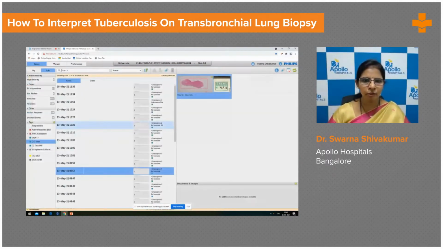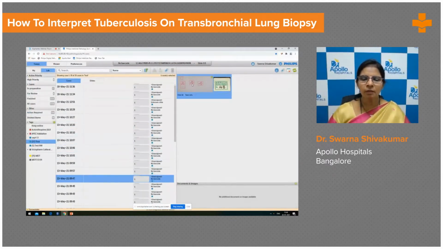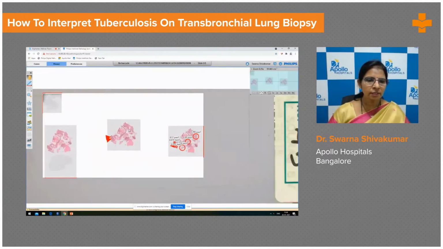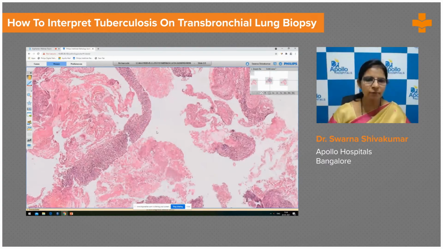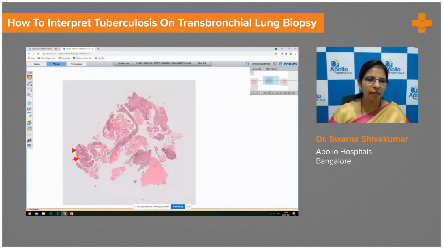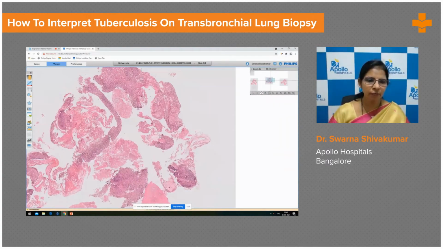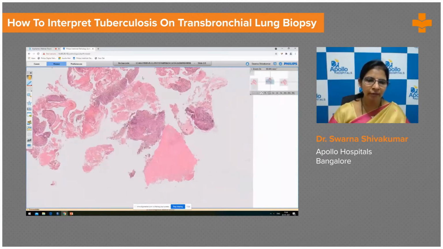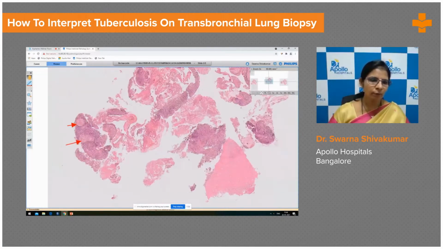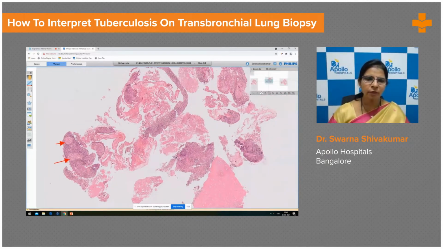Now let us move on to the biopsy. As I said, it is an endobronchial biopsy. When we see the scanner view, there are good tissue fragments. You can make out the bronchial wall. Then we have cartilage here. Here is one more fragment of the bronchial wall. This bronchial wall somewhat appears bluish, which means there is a cellular infiltrate within the bronchial wall.